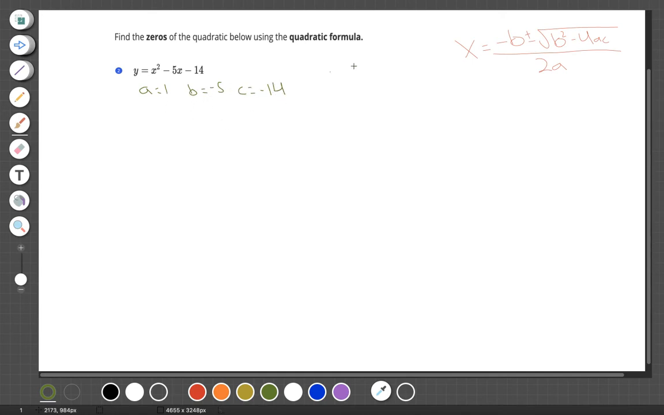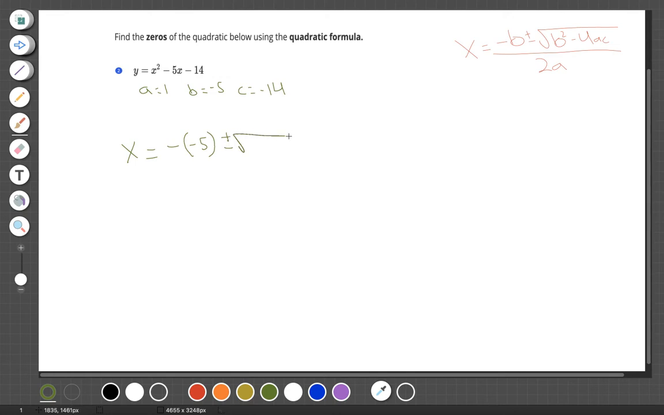Okay, now I need to make sure I plug these in correctly, and it is super important that I use parentheses correctly. So we have x equals negative b, so negative. Then I go to my b. I'm going to put the parentheses, and the b is negative 5, so that negative 5 should be inside the parentheses. There should be two negatives. There's one in the b, and there's one in the equation. Those are two different negatives.